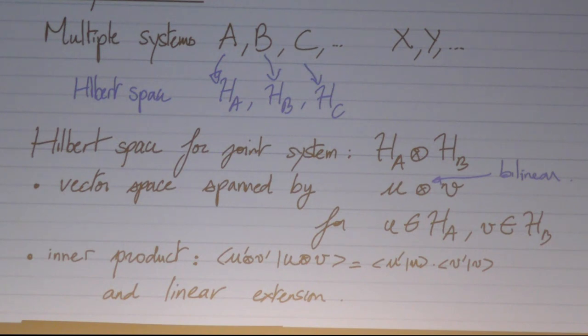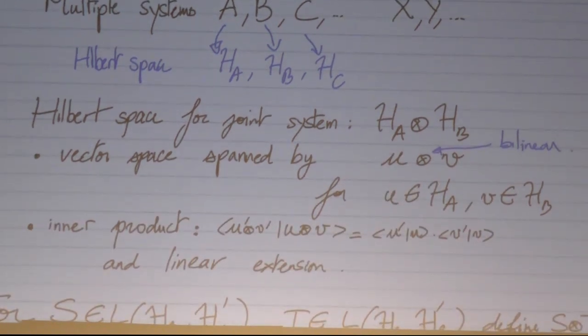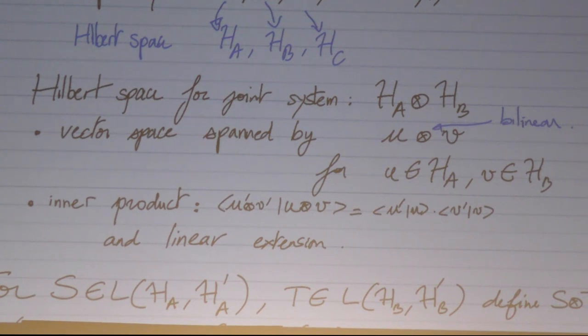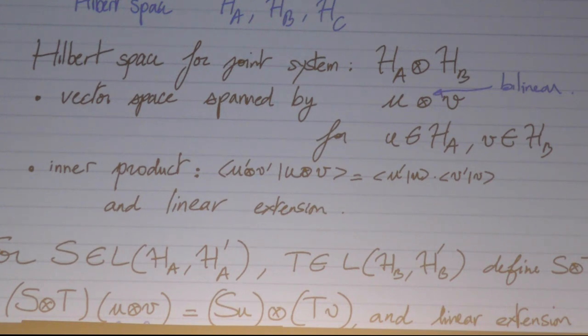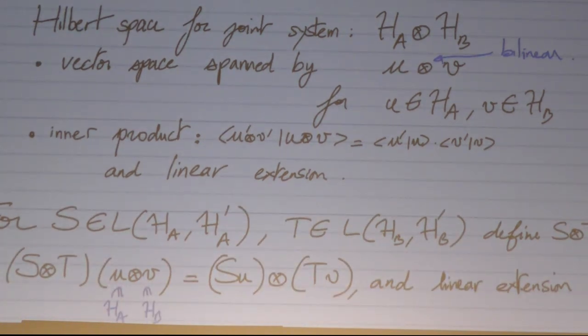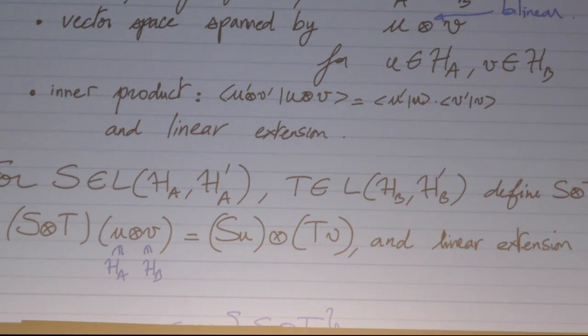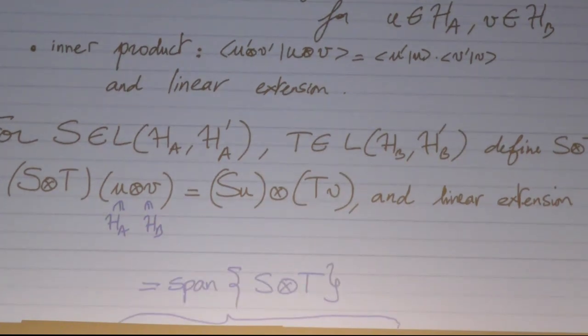For things to start getting interesting for computation and information, we will have multiple systems, composite systems. I have systems that are called A, B, C. In general, I'll be calling X and Y the classical systems. Each one of these systems has an associated Hilbert space. The Hilbert space for the composite system is the tensor product of the two Hilbert spaces. You can see the tensor product as the vector space spanned by the tensor products of the vectors in the two Hilbert spaces, and the inner product is defined as the product of the inner products for a tensor product, and then you extend it linearly.